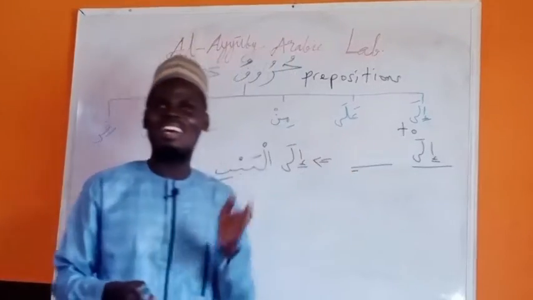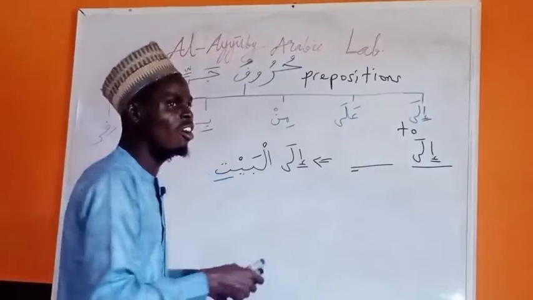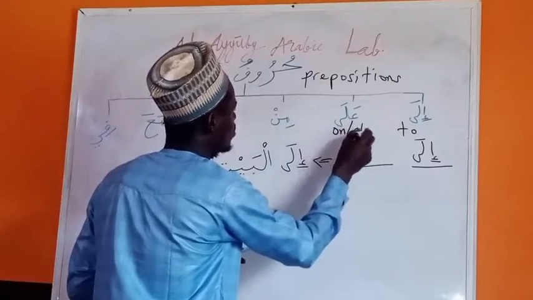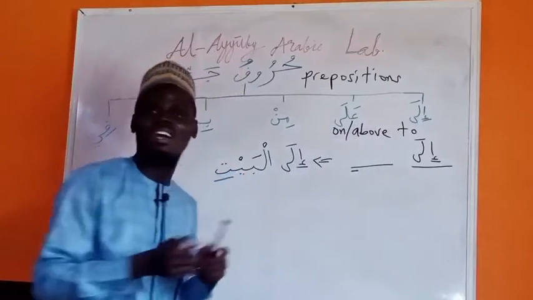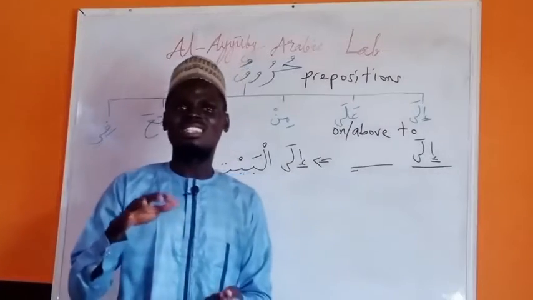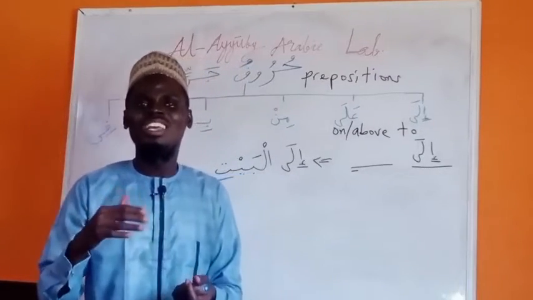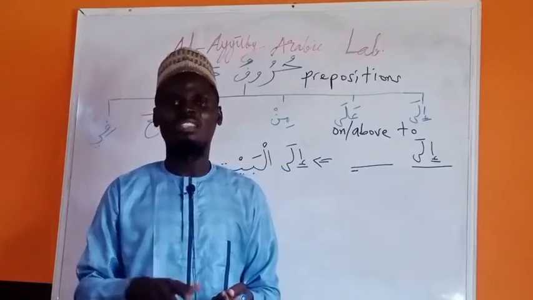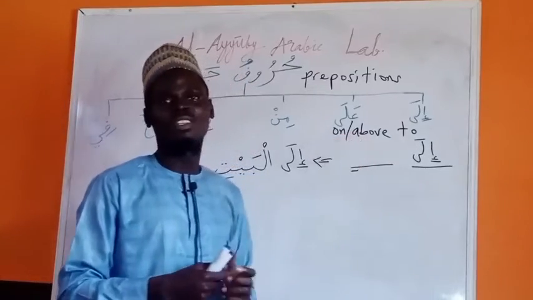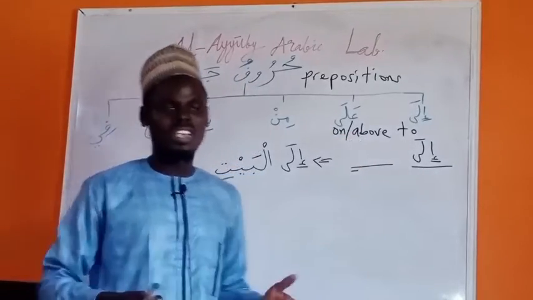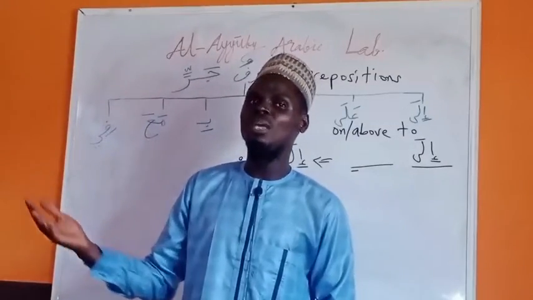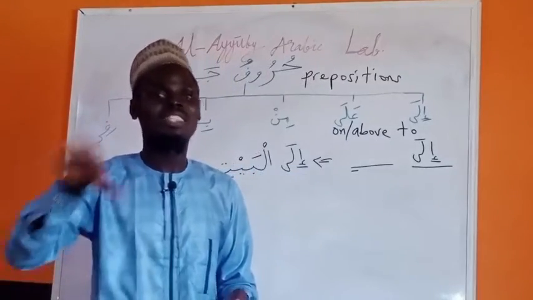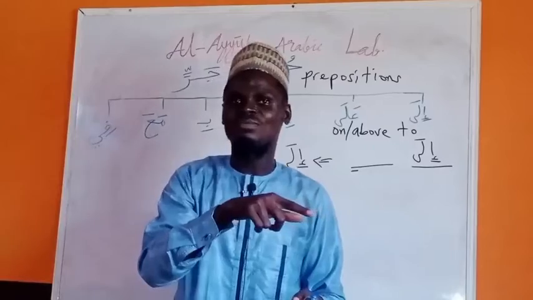The second one is ala. Ala means on or above. If the noun that comes after ala denotes a surface, then it could be above. For example, Wada'a Ibrahim. Ibrahim placed. Al-kitaba, placed the book.